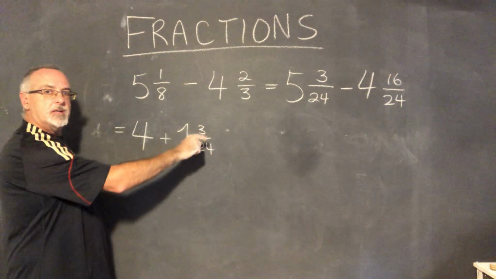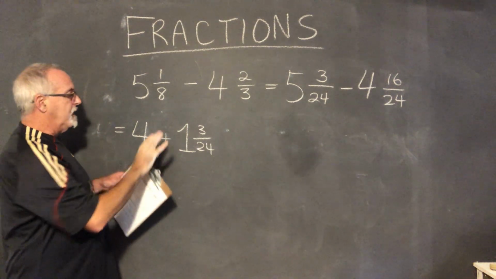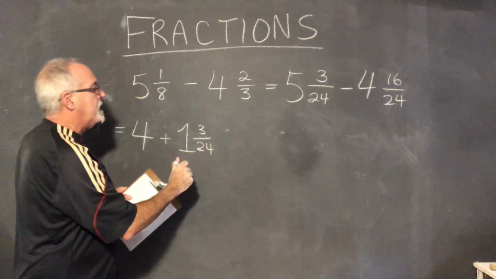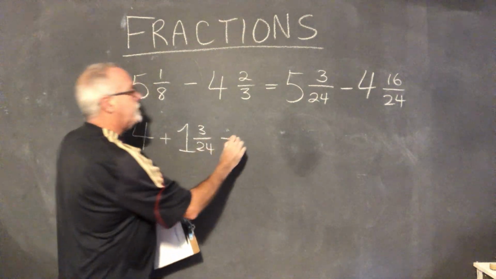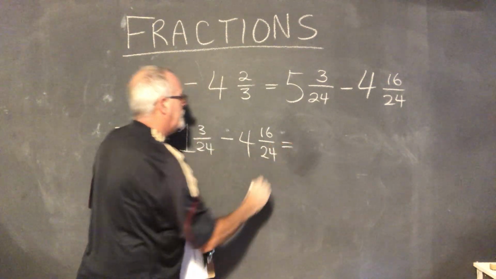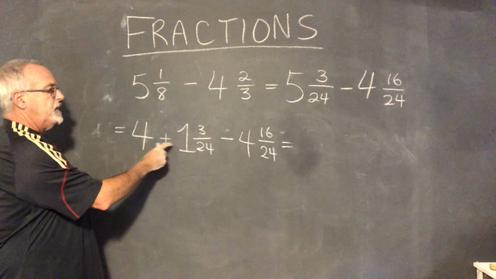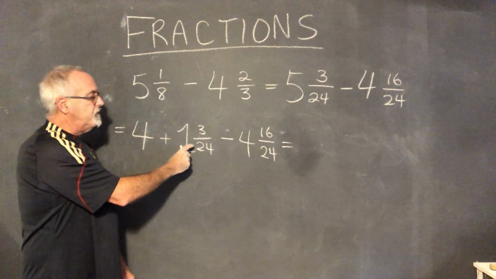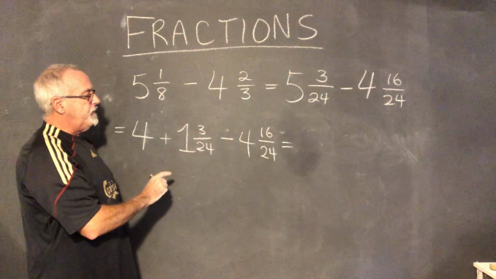Some people might want to skip this step, but I don't recommend it. I like having this step there because it makes me slow down, it makes me be careful. Then I'm going to subtract 4 and 16/24. Okay, but 4 plus 1 and 3/24, I don't want this to be in this form. I want to convert this into its own improper fraction.